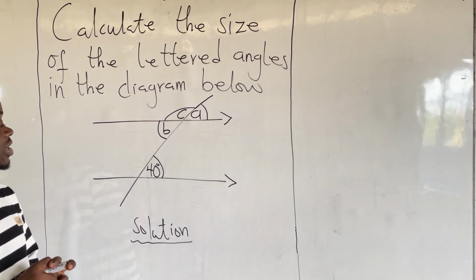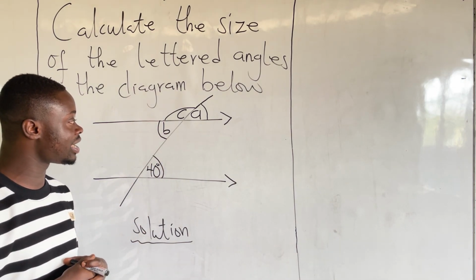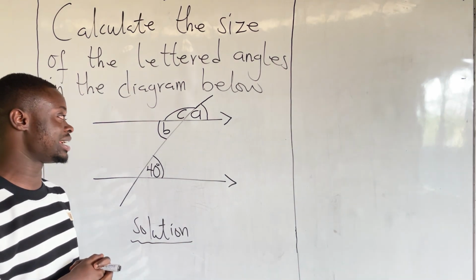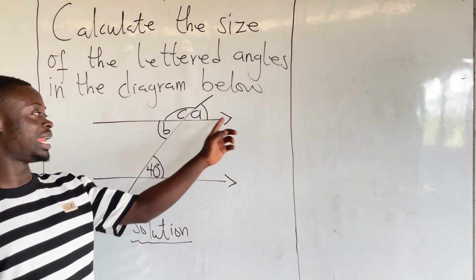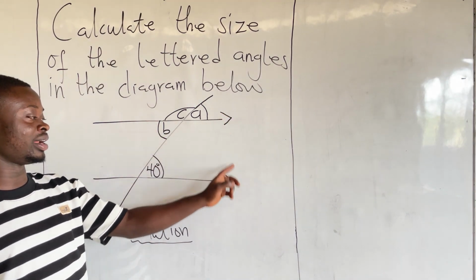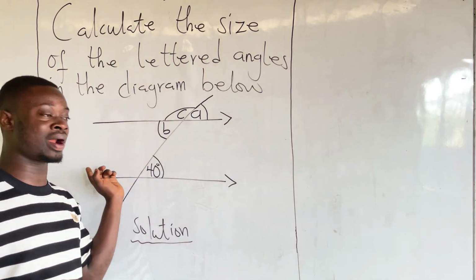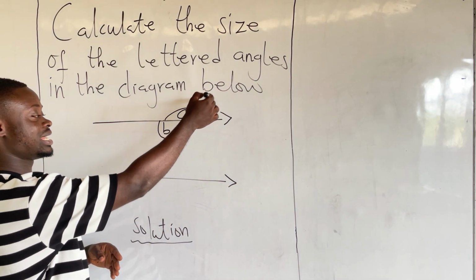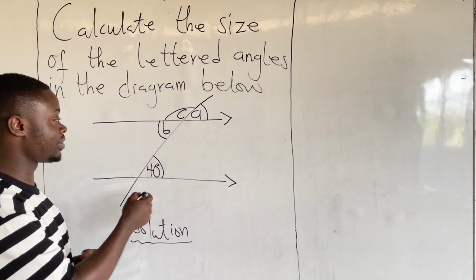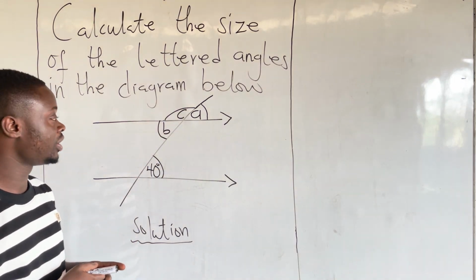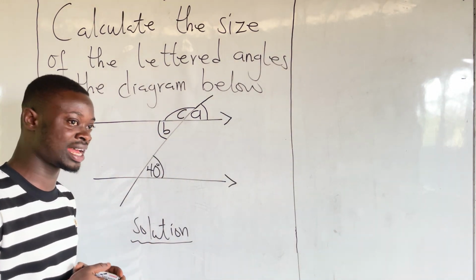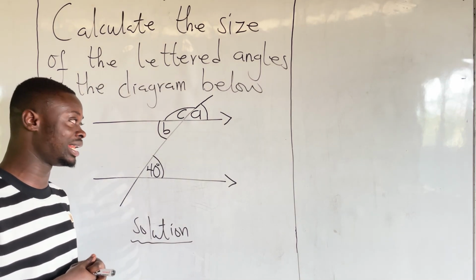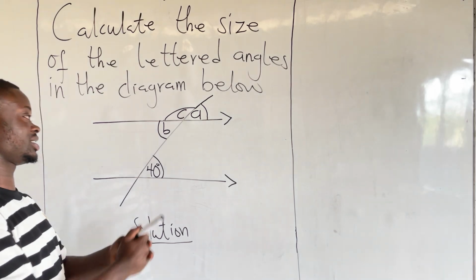This diagram is parallel lines, that is, geometry parallel lines. We can see two parallel lines here with an arrow on them. These are two parallel lines, and then we have this oblique or slanted line cutting across the two parallel lines, which is known as a transversal line. Let's use the properties of parallel lines and solve this question.